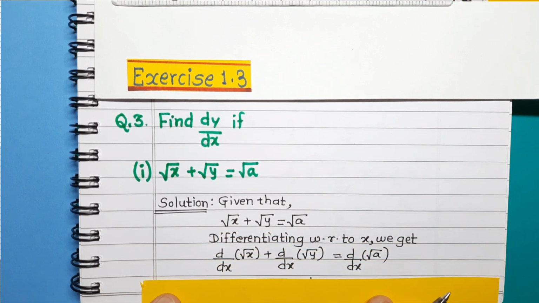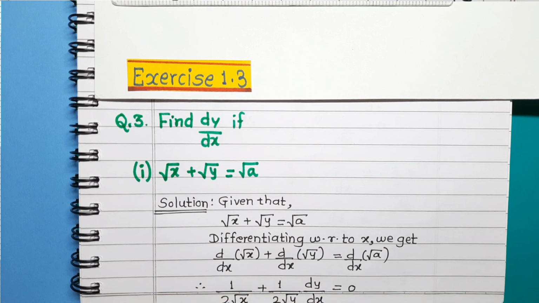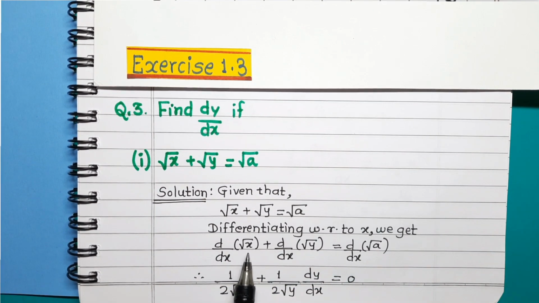Okay, so we have, see, here it is a sum. So we are taking the sum of their derivatives. So d by dx of root x plus d by dx of root y is equal to d by dx of this constant root a. Now to the next step, let's evaluate these derivatives. So we have, see, the derivative of root x, we have this standard result. The derivative of root x is 1 upon 2 root x plus the derivative of root y is 1 upon 2 root y into dy by dx.